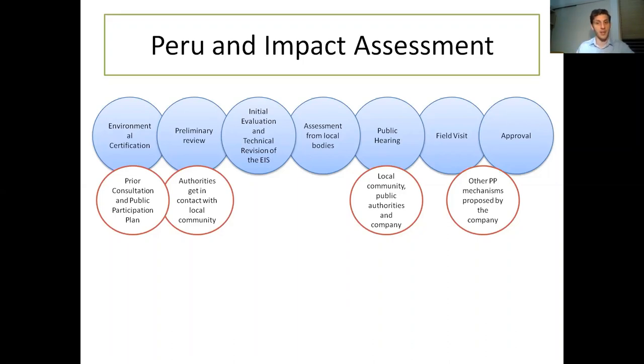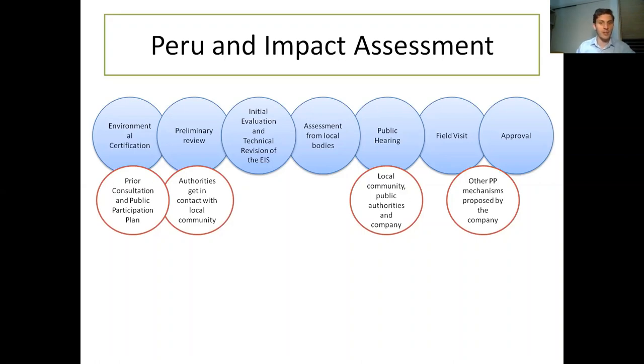Second, establishing if they're willing to offer certain job opportunities, if there's going to be a relocation, what they're going to do during the relocation process, if they need to acquire the land of the local communities, what is the amount of money they're willing to pay, or which are the negotiations that they're going to carry out, and so on.